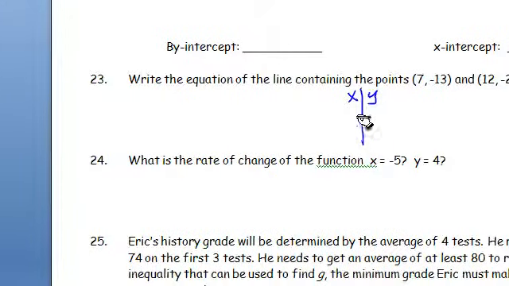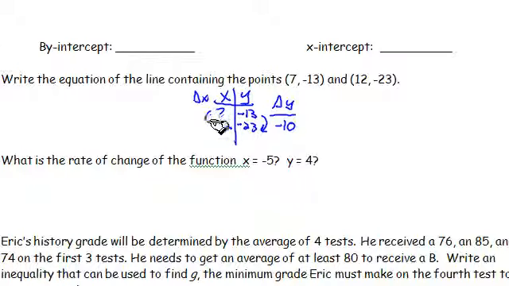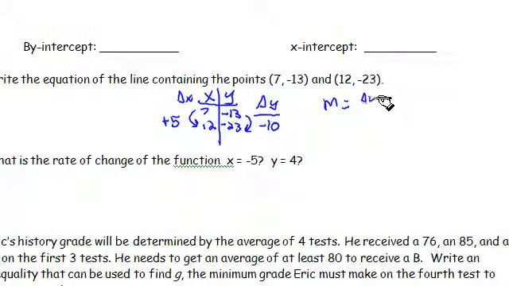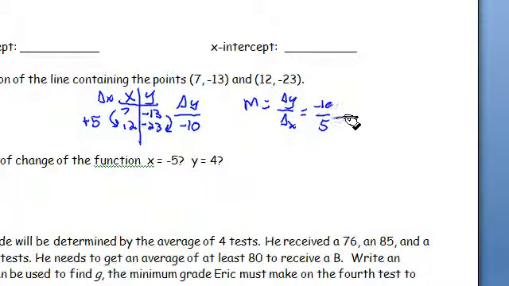We'll write our tiny table right here, and we'll put our two data points, (7, -13) and (12, -23). We measure our change in y between these two points. So to get from here to here, we subtract 10, and then we measure our change in x. To get from here to here, we add 5. So our slope is equal to change in y over change in x, which equals -10 over 5, which is equal to -2. So there's our slope.